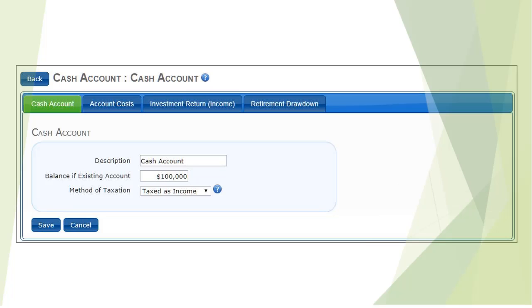Savings of personal items such as car or holiday should not be included in this account. They are best saved for in the lifestyle goals where the saving is allocated to the budget. If the account has an existing balance, in this case $100,000, that value is entered. Note that on the tab Cash Account you can nominate the method of taxation.